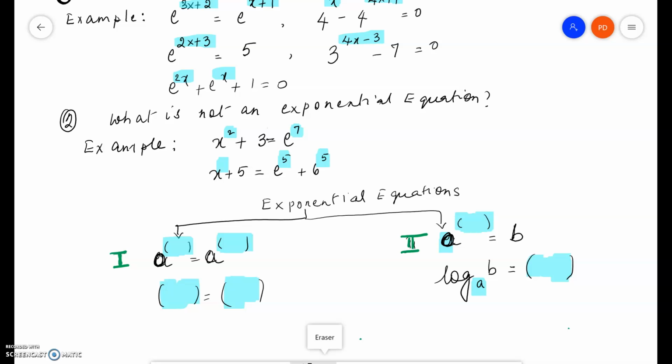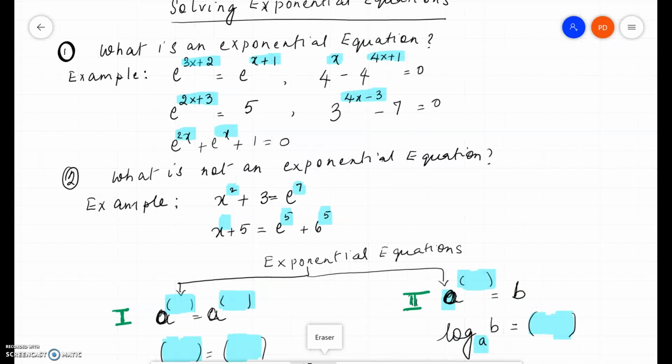Now let's look at the examples here. We can classify them as type A and type B, and of course there's one that is neither. We'll look at that. We look at the first one, e to the 3x plus 2 is equal to e to the x plus 1. Clearly we can put it in the first form, e to the something equals e to the something. We can use the one-to-one property and solve it. So that's type 1.